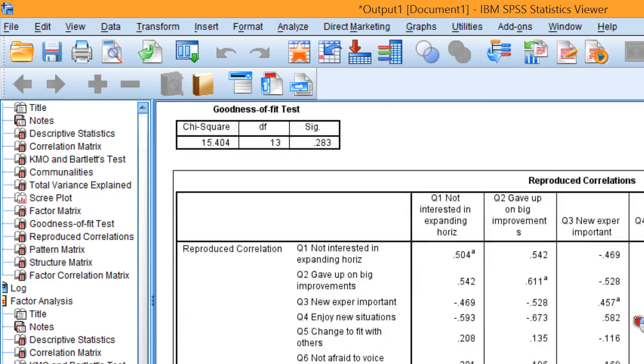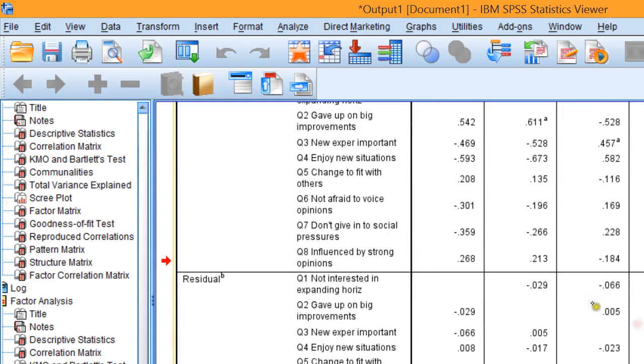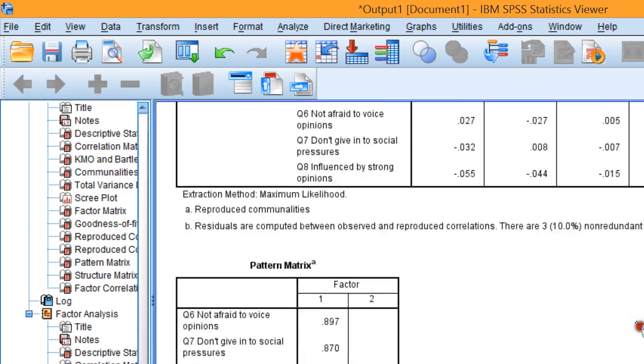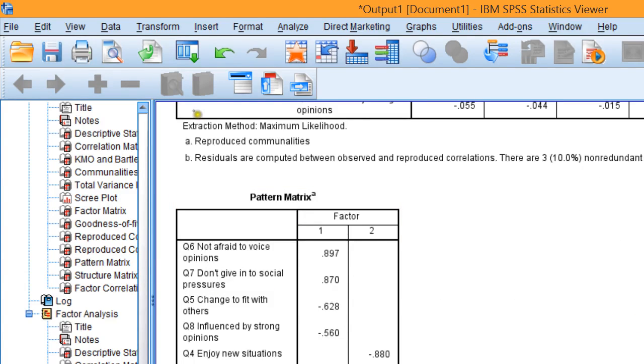So that's the correlation between item 8 and item 5. The correlation between item 8 and item 5 is producing a residual greater than 0.1. And there's also some residuals greater than 0.05 on item 1 as well. Okay, and so the pattern matrix is the factor loadings that you want to look at.